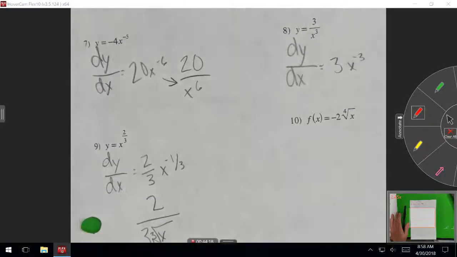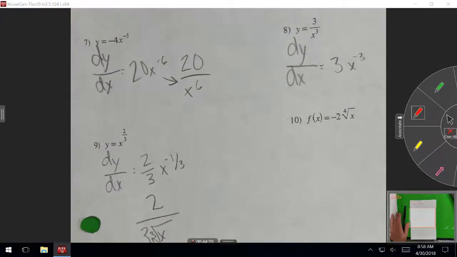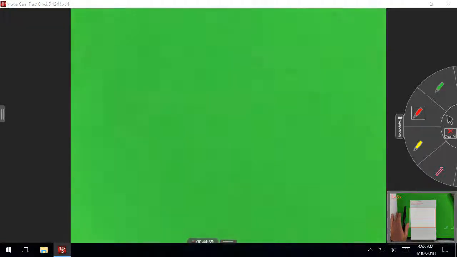So you multiply negative 4 and negative 5, and that gives you a positive 20. And then you subtract 1 from negative 5, and that'll give you negative 6. So it gives you 20x to the negative 6, and you put that negative 6 in the denominator. Very good, in the denominator. Number 8, Ms. Dosser.